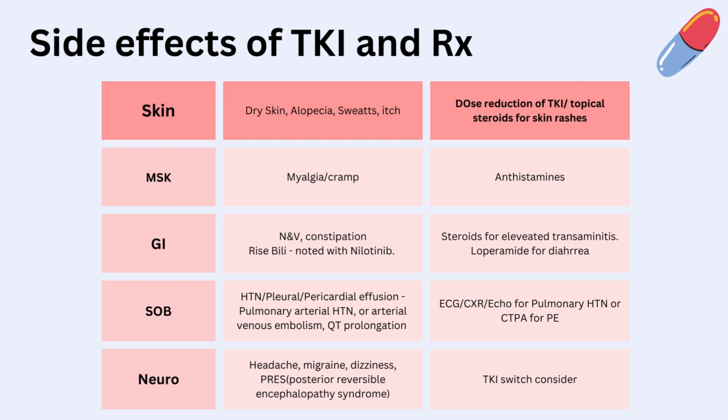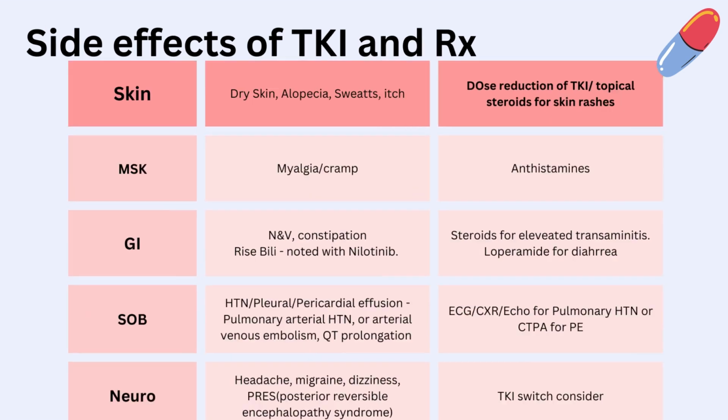It's common to get shortness of breath for a number of reasons, because of pleural or pericardial effusions or pulmonary arterial hypertension. So it's important to investigate it thoroughly with an ECG looking for arrhythmias, prolonged QT, chest X-ray looking for the effusion, and echo for pulmonary hypertension, or a CTPA for a PE. Patients can get migraines and headaches, and therefore you might want to consider a switch of the TKI.